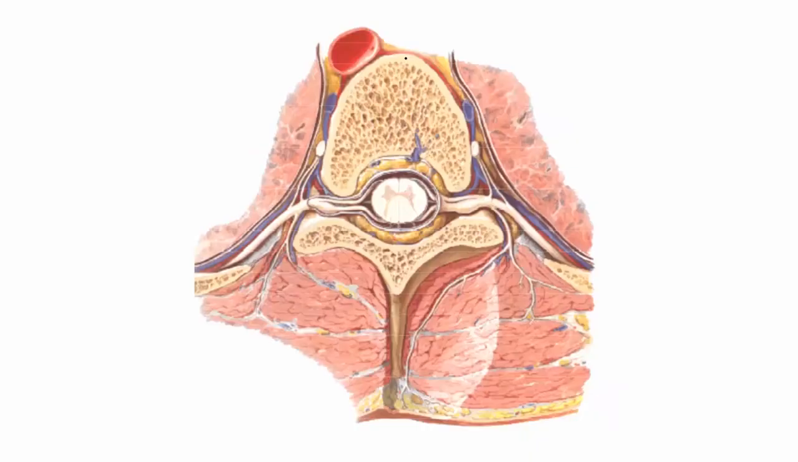So pia, arachnoid, with its subarachnoid space. Dura, with its epidural space. So there's a space around the dura inside the vertebral column. And that epidural space has a plexus of veins called the internal vertebral venous plexus. And it's got a considerable amount of fat in that space. So here is a view of the same thing.